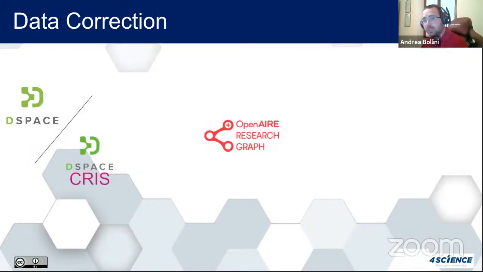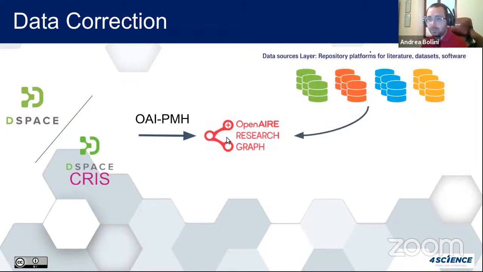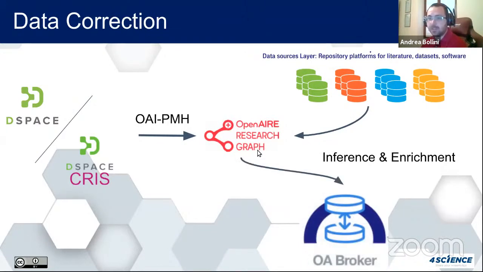I will give you now more detail about the two services. We start with the data correction. DSpace-CRIS and the DSpace repository contribute their data to OpenAIRE via OAI-PMH according to different OpenAIRE guidelines. OpenAIRE gets data from 1,000 sources, other repositories, but also funder systems and more. This collective data is processed using machine learning and text mining technology to infer and enrich the original data. For instance, combining different representations of the same record into one, which in turn means enriching a record with missing metadata, relations, or fixing inaccurate data.